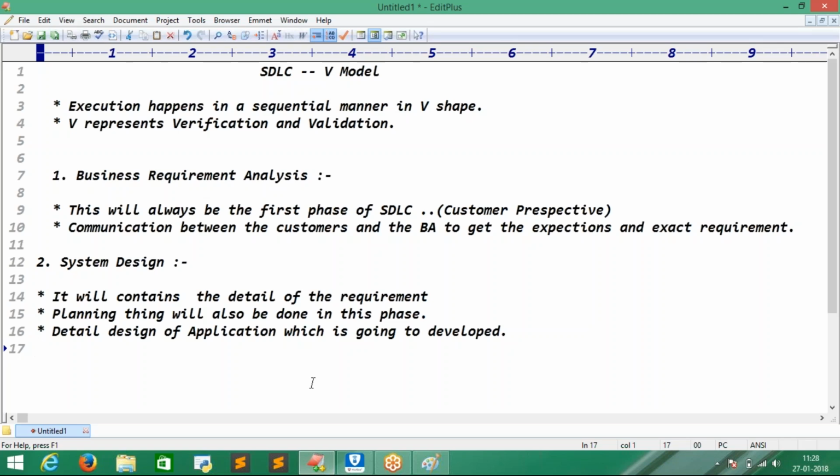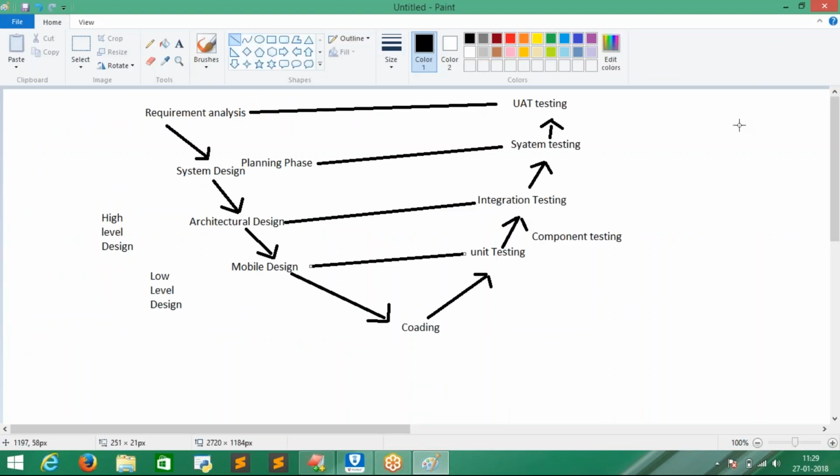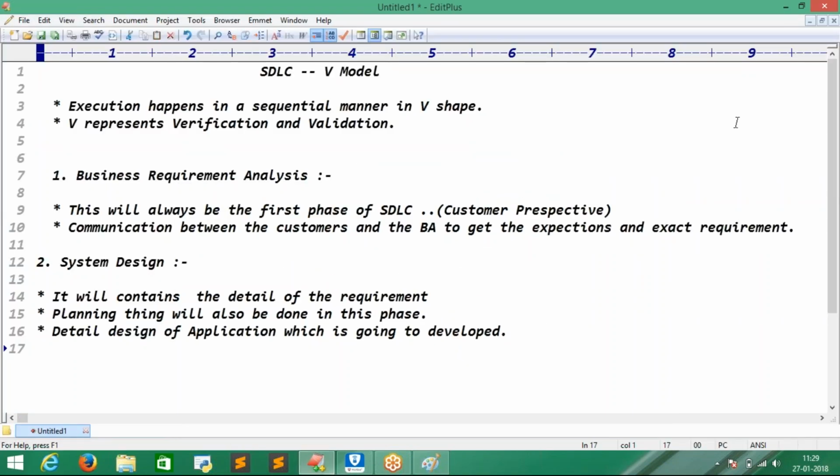Now, first of all, when I'm talking about this phase, you can see the parallel of this phase is the system testing. Guys, remember one thing: after this phase only, on the testing side, you are going to start your test case preparation or test execution. So this is the phase where you do actual test execution parallel to this one. Clear? Now, this is all about system design.